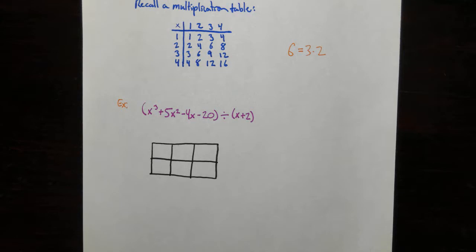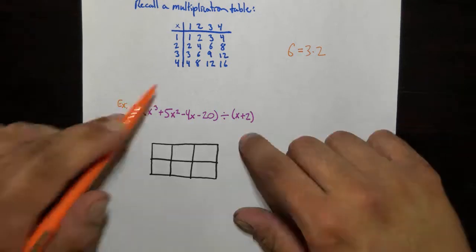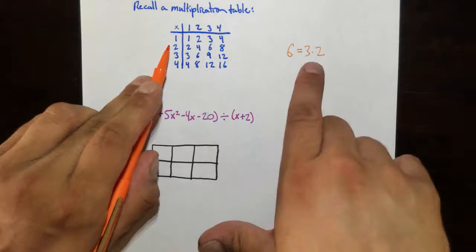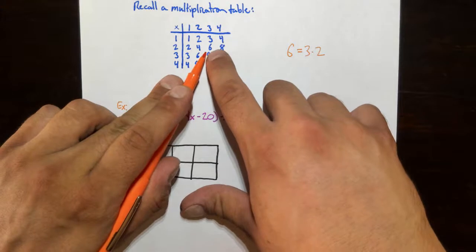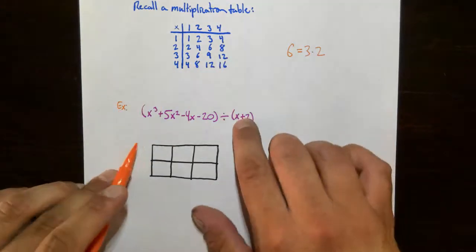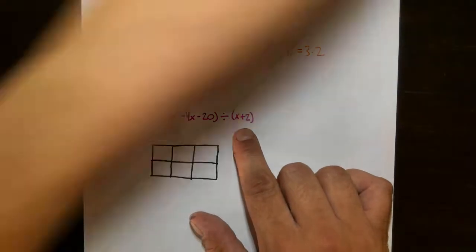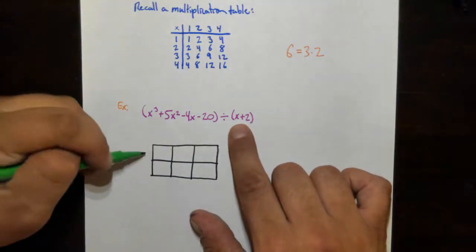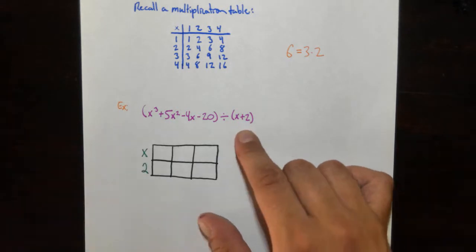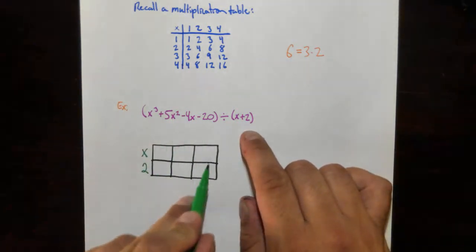So first, we have x cubed plus 5x squared minus 4x minus 20 divided by x plus 2. So as I said before, think of our multiplication. Our two products here, 3 times 2, they go on the outside, right? And on the inside of the box, we get our value. That's how this is going to work. We're going to have one of our factors, what we're dividing by, and we're going to want to put it on the left. So an x and a 2.